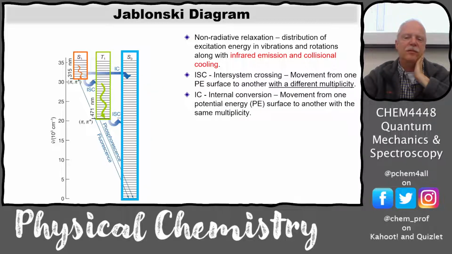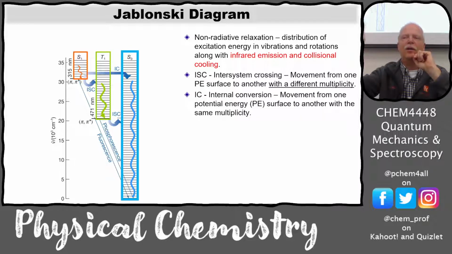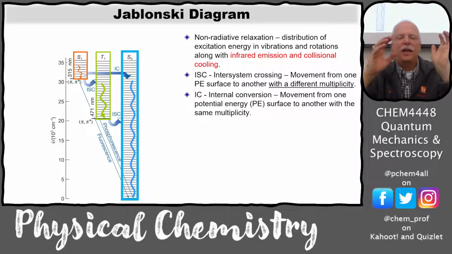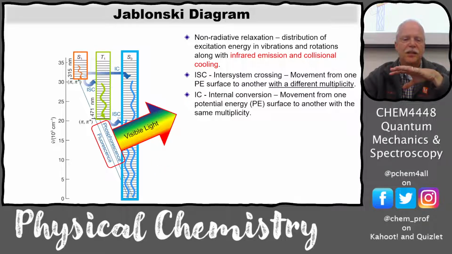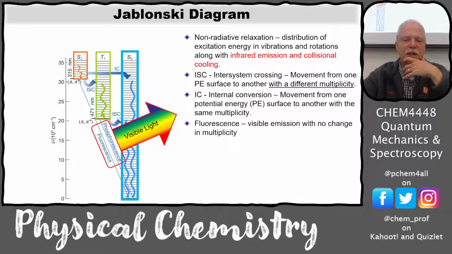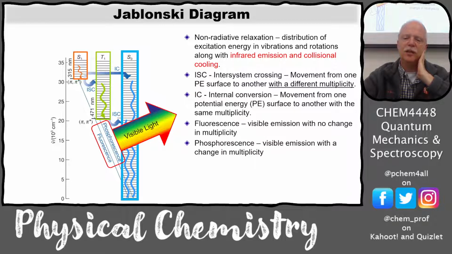Or we could have done internal conversion over to the singlet 0 state and then just worked our way down through the vibration and rotational levels all the way to the ground state. And so this molecule would not necessarily emit light. It would receive a photon and then be able to make it all the way down. But if it does get stuck in those excited states, it could give off fluorescence or phosphorescence. So these are visible transitions. So we call them radiative transitions. And that would be a visible emission. Fluorescence would be visible with no change in multiplicity. And phosphorescence is visible with a multiplicity change.